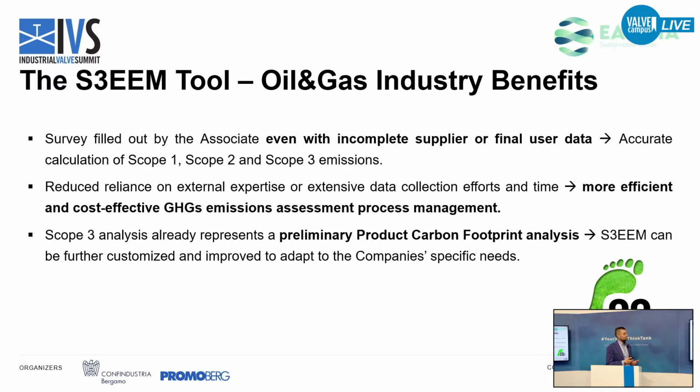There is reduced reliance on external expertise or extensive data collection effort and time. So this means a more efficient and cost-effective greenhouse gas emissions assessment and process management for the whole supply chain. And last but not least, Scope 3 analysis is already a preliminary form, let's say, of product carbon footprint analysis. So in this way, this preliminary version of the model can be further improved and customized to adapt to different companies' needs and to solve different problems.